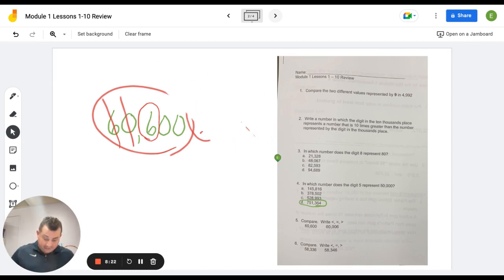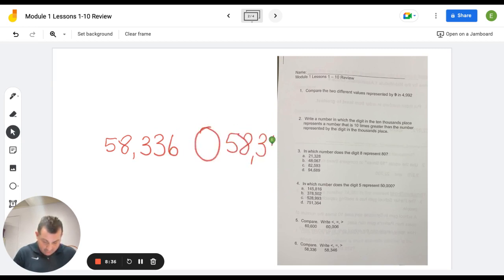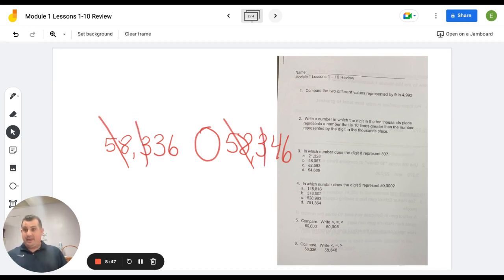Okay, number 6, compare. We're comparing now 58,336, and we're comparing it to 58,346. Well, right from the start, I know that both numbers have 58,000, so that doesn't help me. They both have a 3 in the hundreds place. That doesn't help me because they're the same. This number has a 3 in the tens place, and this has a 4 in the tens place, which means 58,346 is greater.